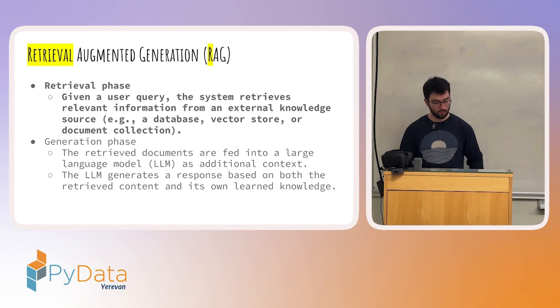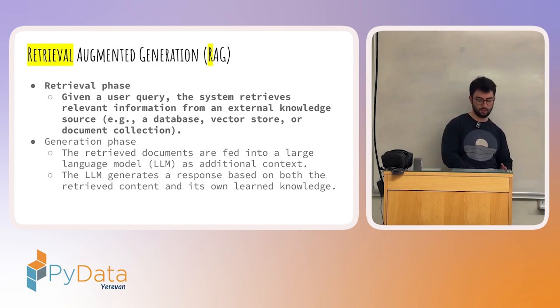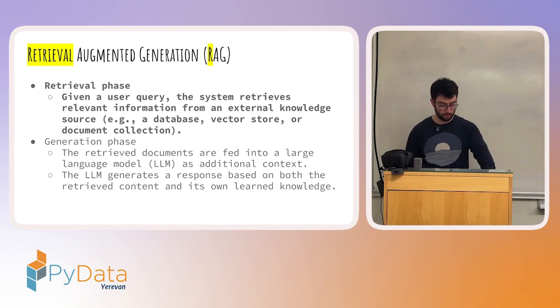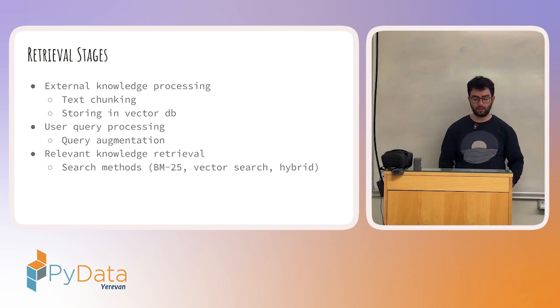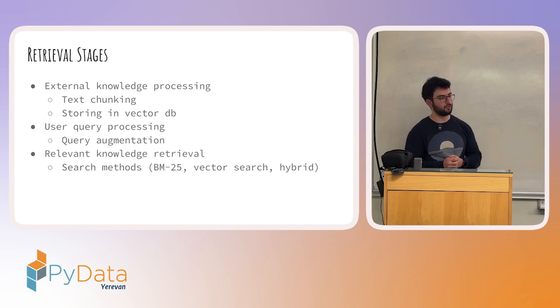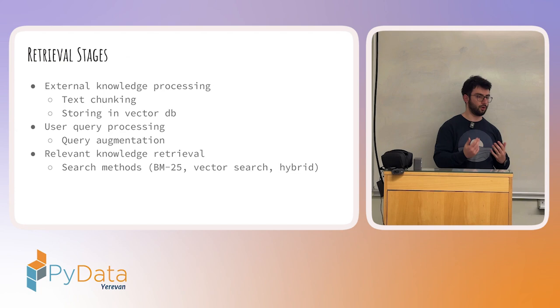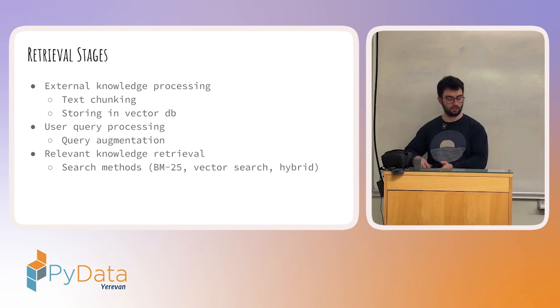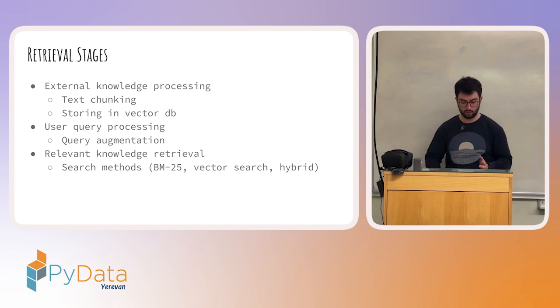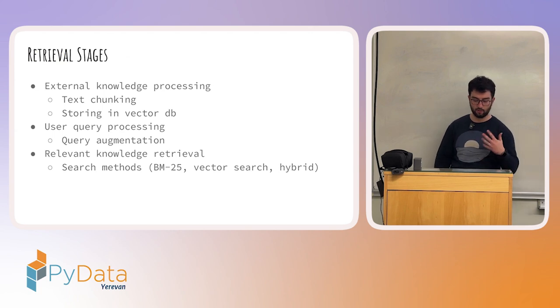Okay, the concentration is this retrieval part. The generation phase we'll leave for future research. Let's see what the steps of retrieval usually are. For the retrieval, we have the following stages. First of all, we need to have external knowledge and we need to process it. If we have textual information, we need to have textual chunking, store those chunks in a VectorDB, and do some other things for post-processing of the text.